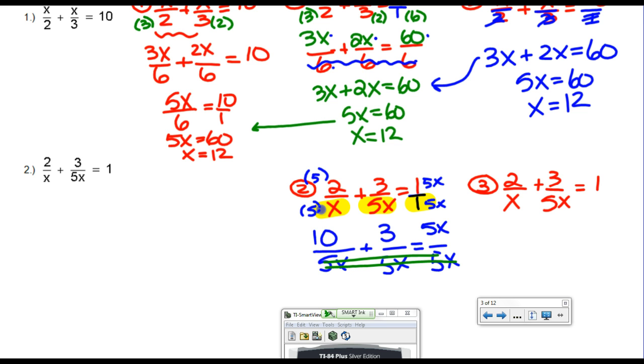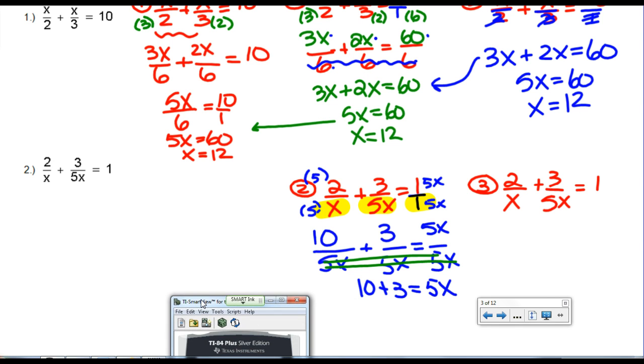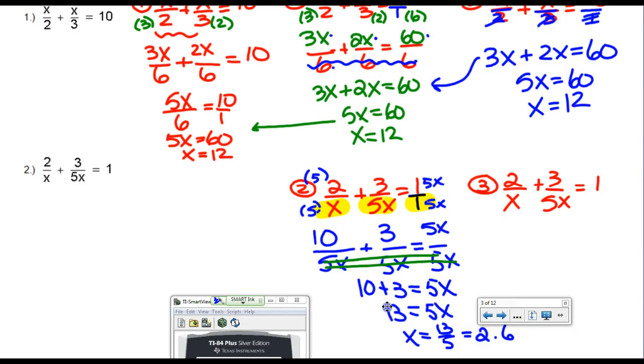Because I'm strictly solving, the denominators are all the same. That means the numerators are the things I need to focus on. So I have 10 plus 3 equals 5x. And that gives me 13 equals 5x. And if I divide by 5, you can either say it's 13/5, or you can divide that and it will become 2.6. So whichever answer you prefer.